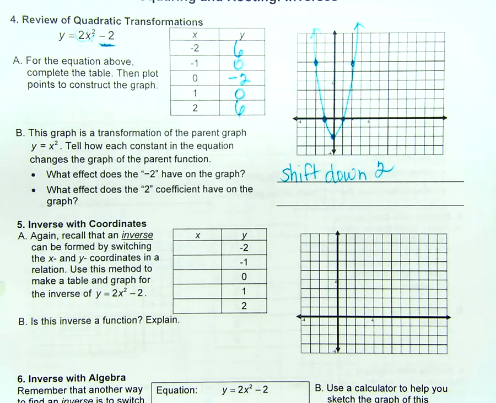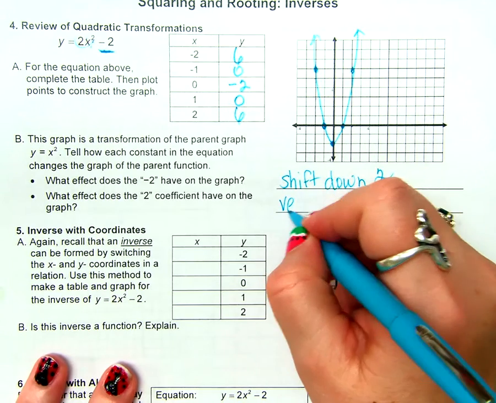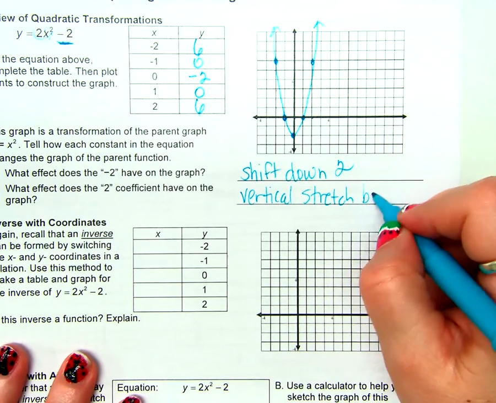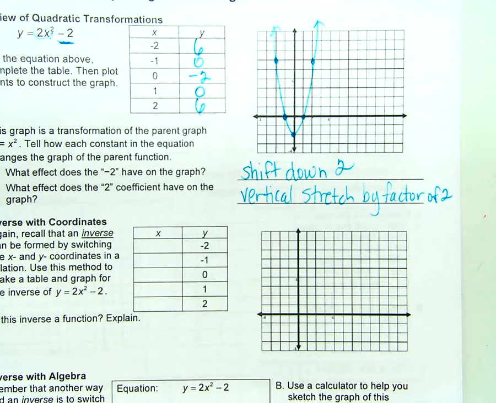What effect does the 2 coefficient have on the graph? Wait, what's a coefficient? The 2 in front of the x? Like a multiplier, right? Okay, the 2 in front of the x squared. It's a compression or a stretch. It's a vertical stretch because it's more than 1. 2 is greater than 1, right? If it's greater than 1, it's a vertical stretch. Okay. But it's a vertical stretch by a factor of what? We're only doing verticals in Algebra 2. I can show you very easily how you know if it's a horizontal, but I'd rather do that later if that's okay.